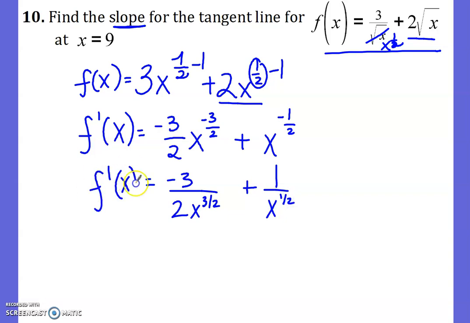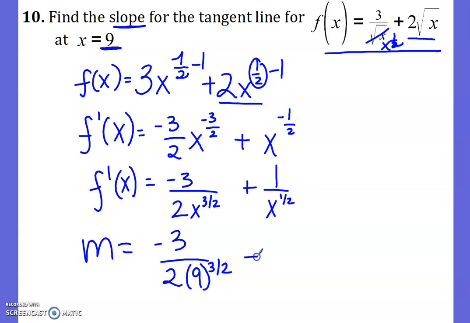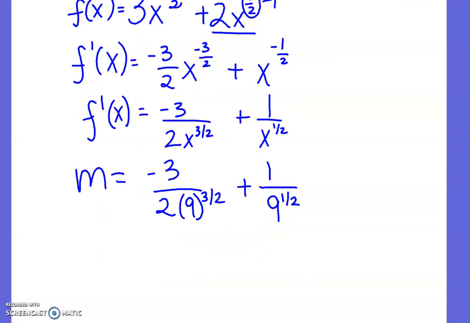So I want to find the slope at a particular x value. I need to plug in that x value for x. Okay. So when we have a rational exponent like this, we want to think about power over root. You want to do the root first. So when I go to evaluate this part, I'm going to first take the square root of 9, which becomes 3. Then I raise it to the power of 3.